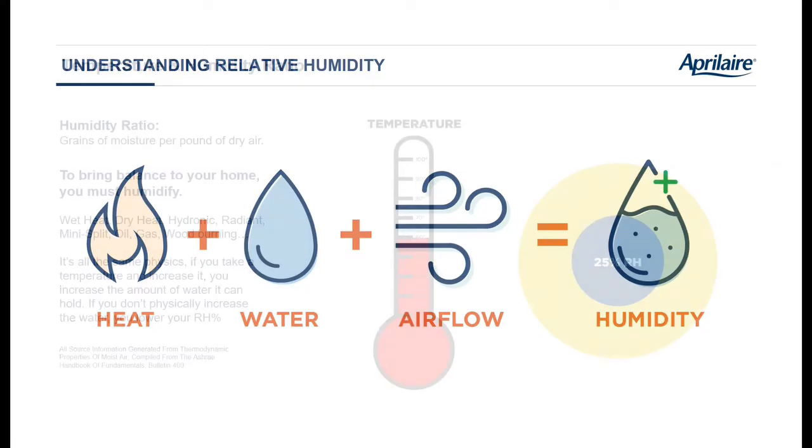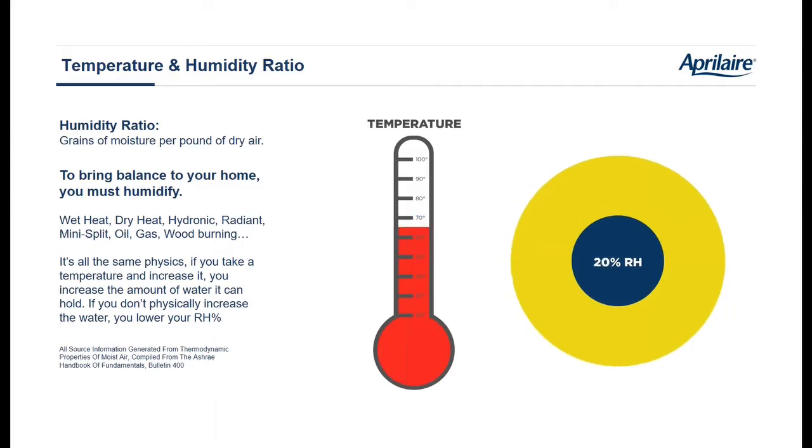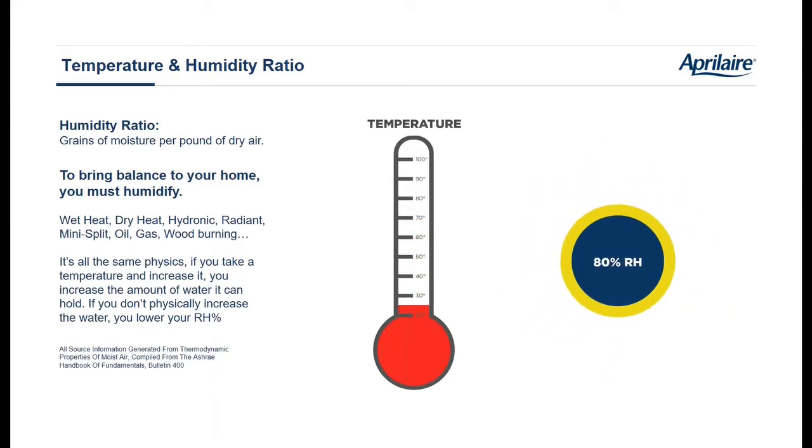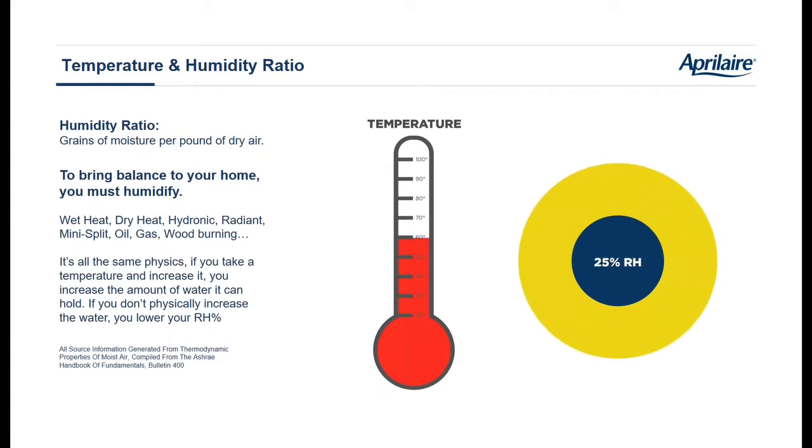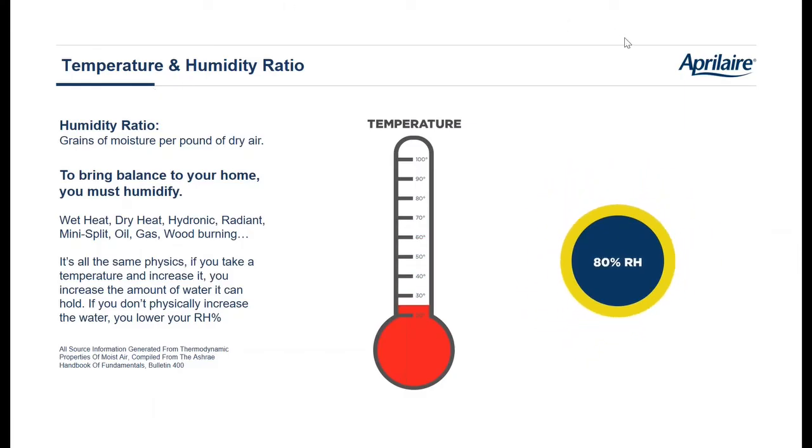Then we've got to figure out in the cooling season what to do with that. So this is showing you how relative humidity is impacted by temperature. The concept is, although the temperature changes, the relative humidity will also change. This is because as you warm air, it can hold more moisture. As you cool air, it holds less moisture.